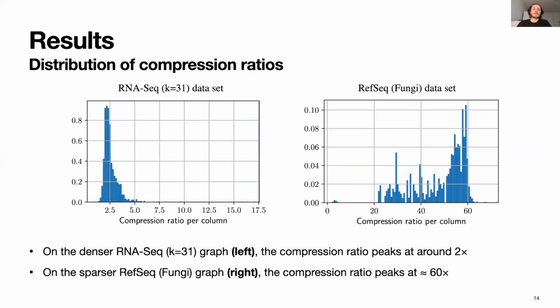We look at the compression ratio for individual columns of the annotation matrix. We see that it's significantly different for different columns, but most of the weight is concentrated around 2x and 60x compression for the RNA-seq and RefSeq graphs, respectively.